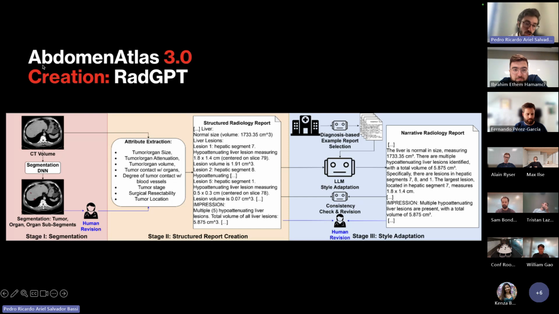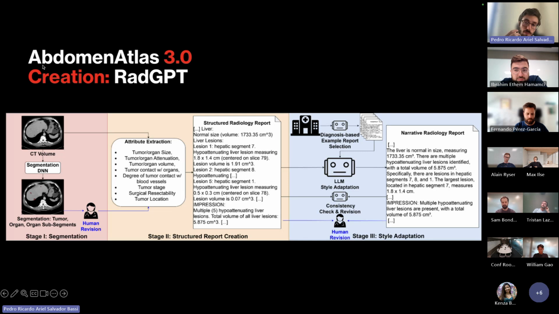Then we use large language models. So basically, we take the structure reports, we give it to an LLM, a zero-shot LLM. Here it's Llama 3.1 70B. And we also give this LLM many examples of human-written narrative reports from a large hospital. And we ask the LLM to change the style of our structure reports to match the style of this large hospital. So by style, we mean the words used and the structure of the reports.